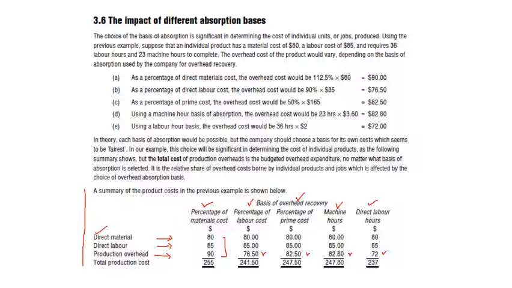And then if we move towards a percentage of prime cost, our product cost is a little bit increased, which is $247.5. And then if we take machine hours, we get $247.8. And finally, if we take direct labor hours as a basis to calculate our FOH, we get $237, which is lower than any other basis of your apportionment of your FOH. So you see there is a huge difference between all.